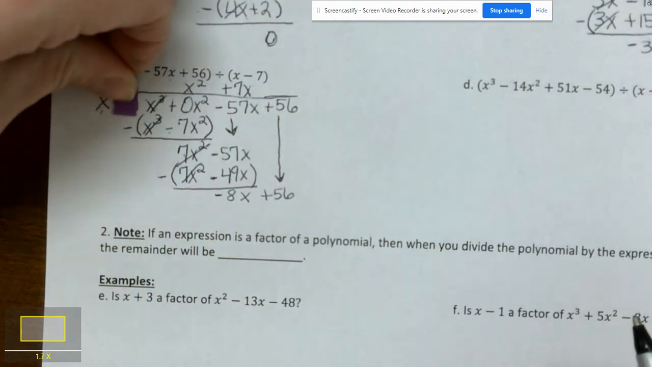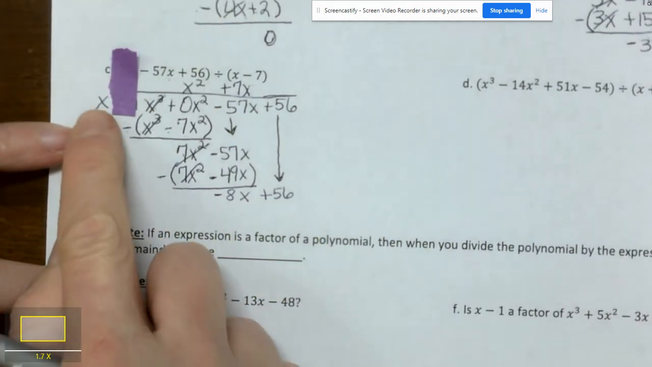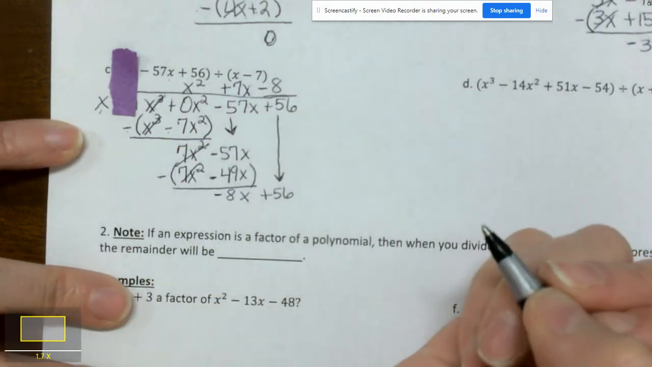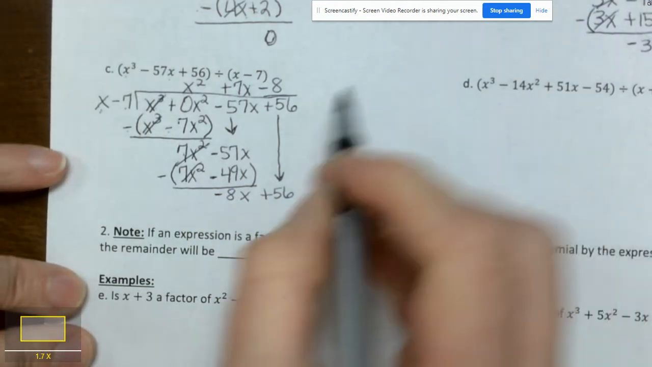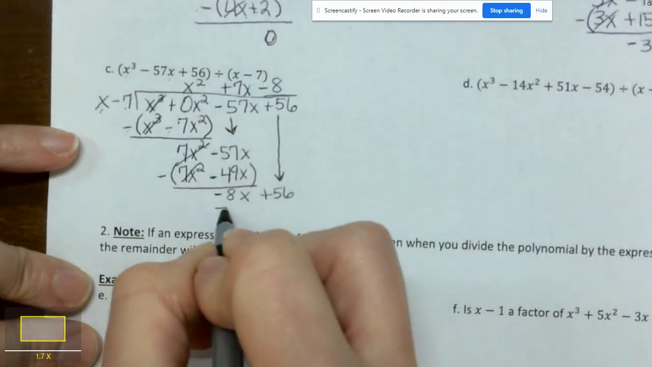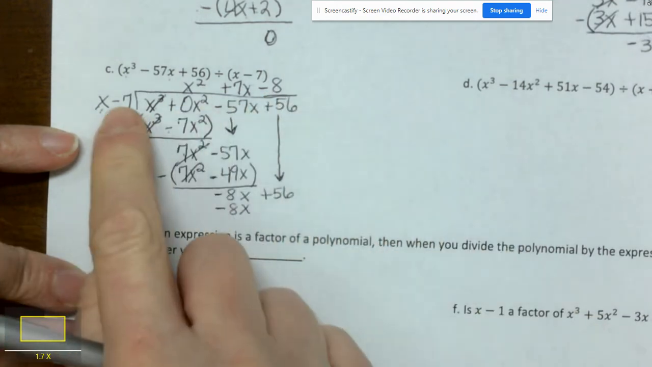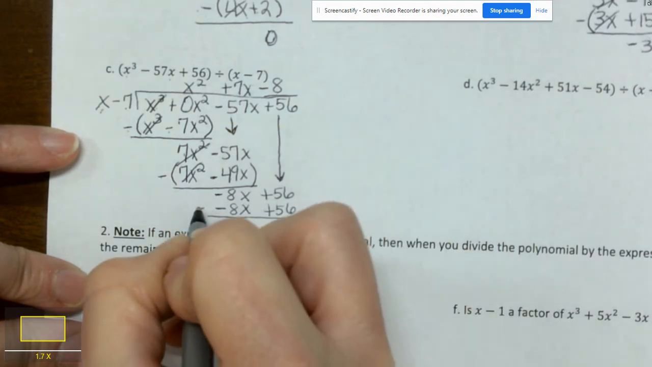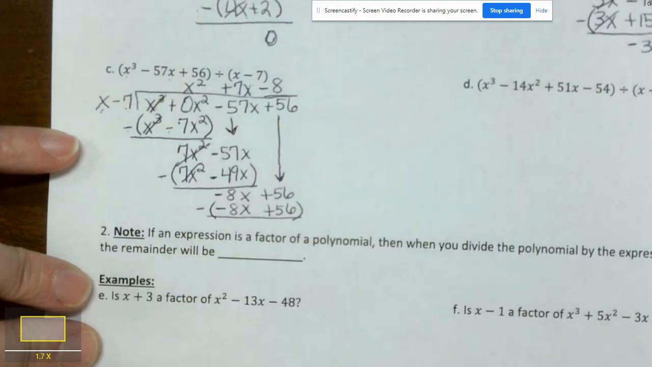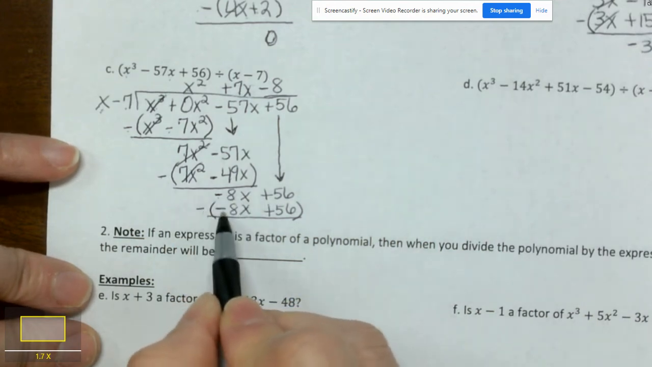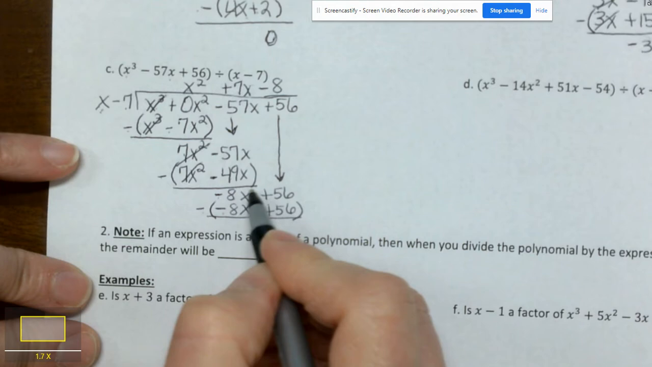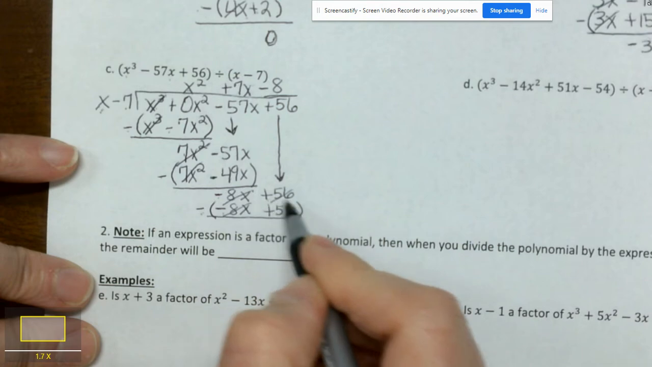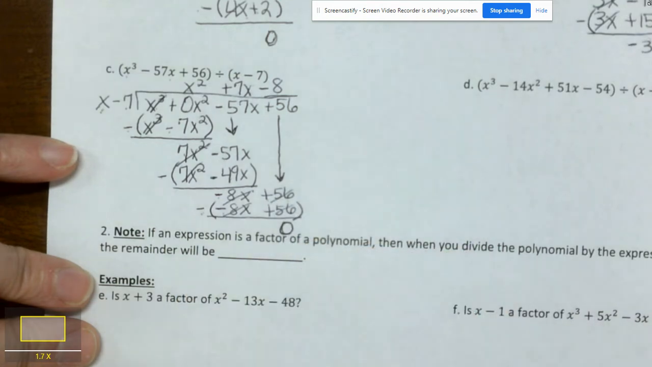Okay, I'm going to cover up this minus 7. X times what is negative 8x? Well, that would be a minus 8. Okay. Negative 8 times x is negative 8x. And negative 8 times negative 7 is a positive 56. Draw your line, subtract, and put your parentheses. Okay, negative 8 minus a negative makes plus 8, so that's going to be a 0. And then 56 minus 56, that's also 0. So we get a remainder of 0 this time.